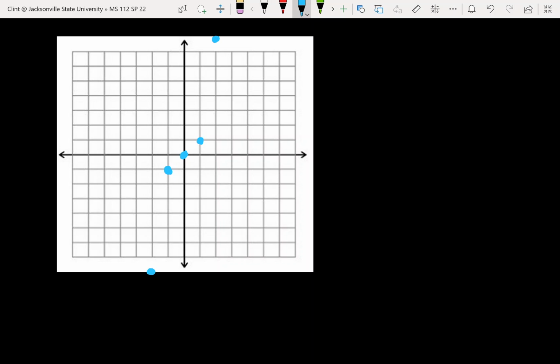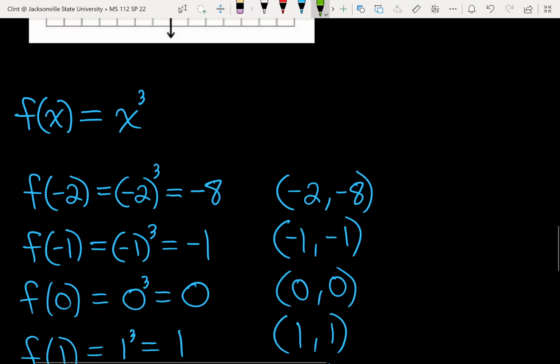So what's the shape look like? It looks something like this. It goes down on the left side, up on the right side. It's just like the parabola, except with the parabola, this part is up here. When we have an odd exponent, it gets flipped down this way. And that same general shape happens any time we're raising x to an odd power.